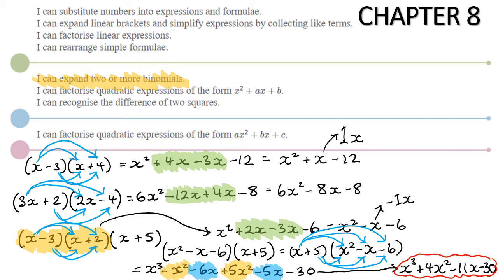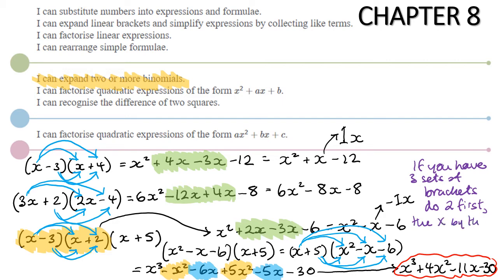So the key to doing that is, if you have three sets of brackets, do 2 first, so multiply 2 of the brackets first, then multiply by the third. So you do 2 of the brackets first, which is what we did, the x minus 3 and the x plus 2 we did first, then you multiply it by the third.